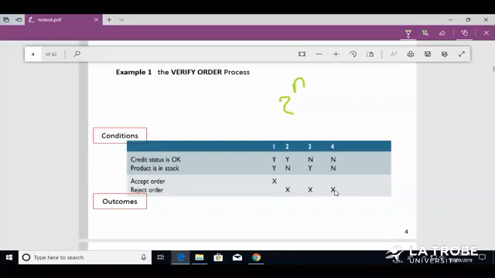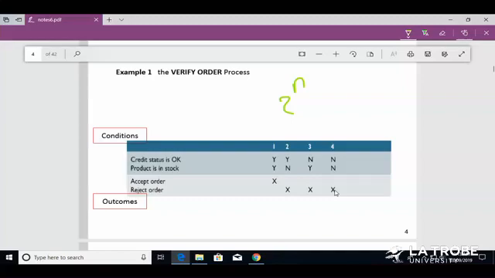Basically, this is the structure of a decision table. You have conditions, you have outcomes, and you have rules. The number of conditions will determine the number of rules. How many conditions do you have? 2 power the number of conditions gives you the number of rules. Alright?